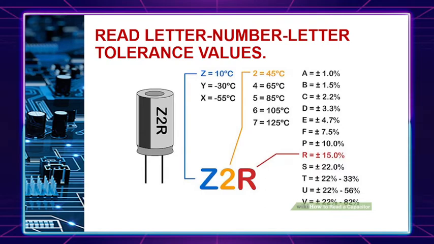The third symbol shows variation in capacitance across this temperature range. This ranges from the most precise, A, which is equal to plus or minus 1.0%. But to be specific, the given is R. Its capacitance across the temperature range is plus or minus 15%. So that is how you read letter, number, letter tolerance values. I hope you can follow, class.